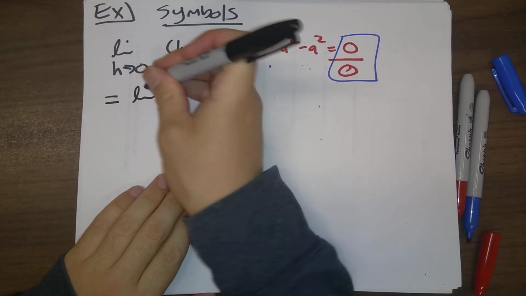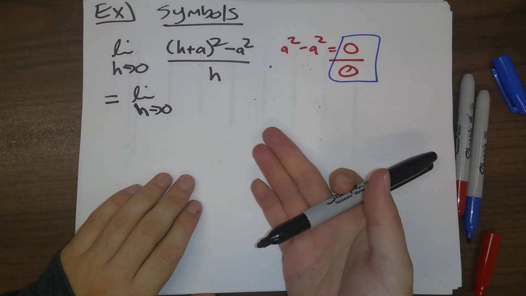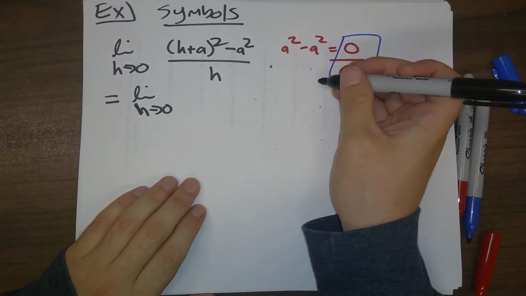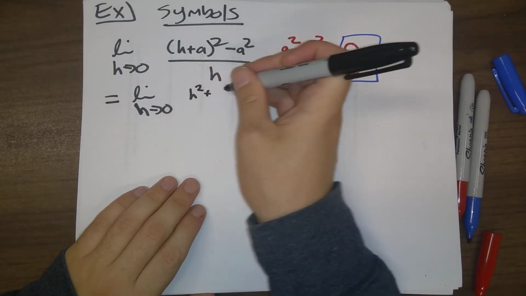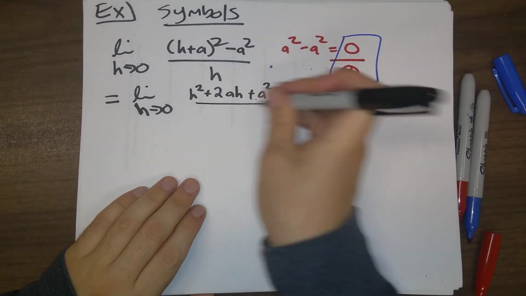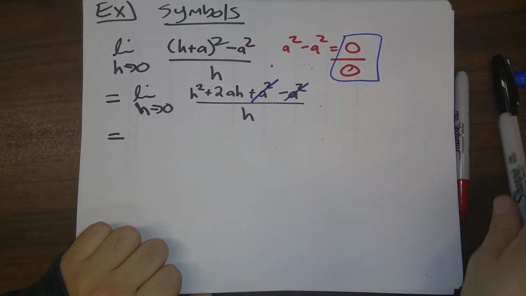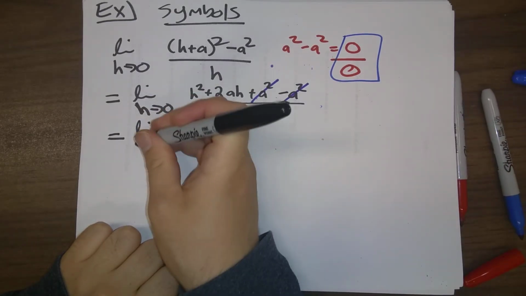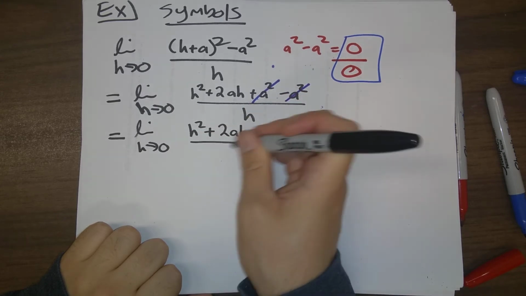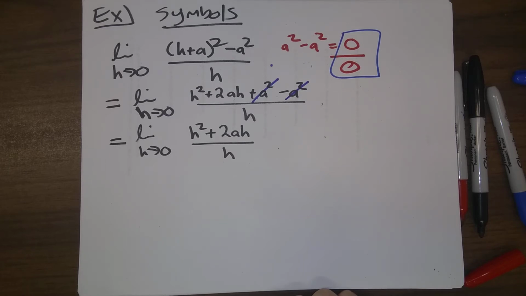ahead and expand this out. We want to algebraically manipulate it, so let's take a look at that numerator. h plus a quantity squared is h squared plus 2ah plus a squared, minus a squared, all that over h. Those a squareds cancel, of course, so we have the limit as h goes to 0 of h squared plus 2ah, all of that over h. At this point, take a moment, see if you can simplify at all.